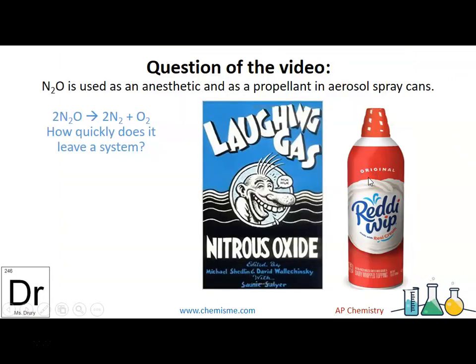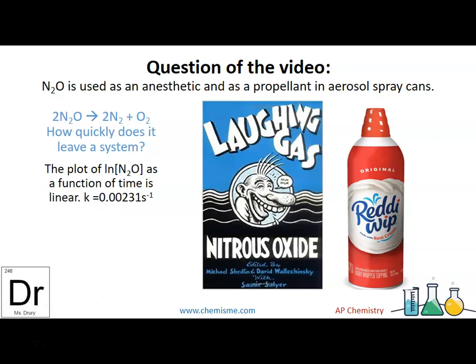So back to the question in the video, how long does N2O leave the system? A plot of the natural log versus time gives you a linear equation, so it means we have a first order reaction. And when you plotted it, K equals 0.00231 per second. So now that we know that it's a first order reaction, because I plotted it, and we know what the K is, because I plotted the slope, I can figure out what its half-life is.